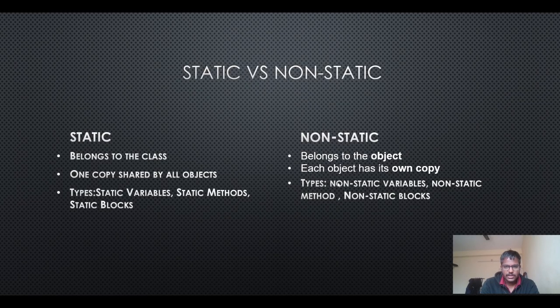Then we will see non-static members. These are some types of non-static members. The first one is the non-static variable, then the non-static method, then non-static blocks. What are non-static variables? Normally when we are writing an instance variable, that is also a non-static variable. Non-static variables belong to the object, and each object will have its own copy.